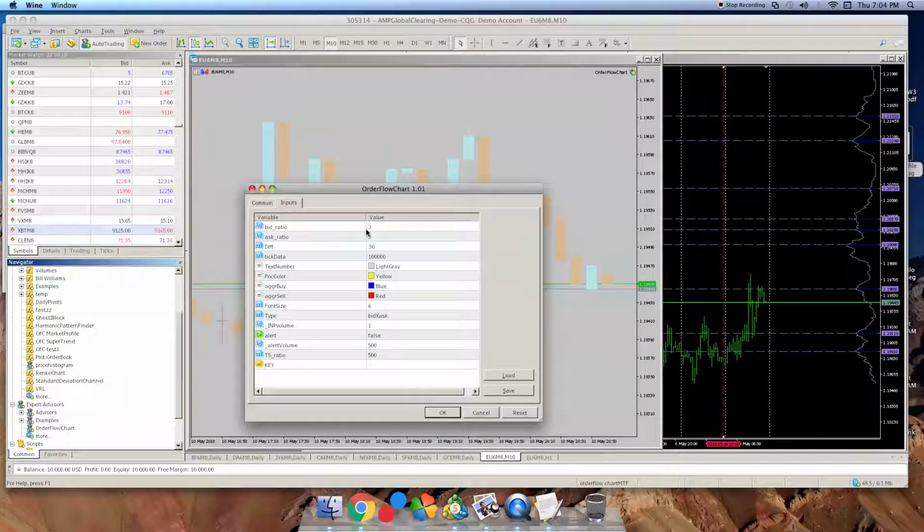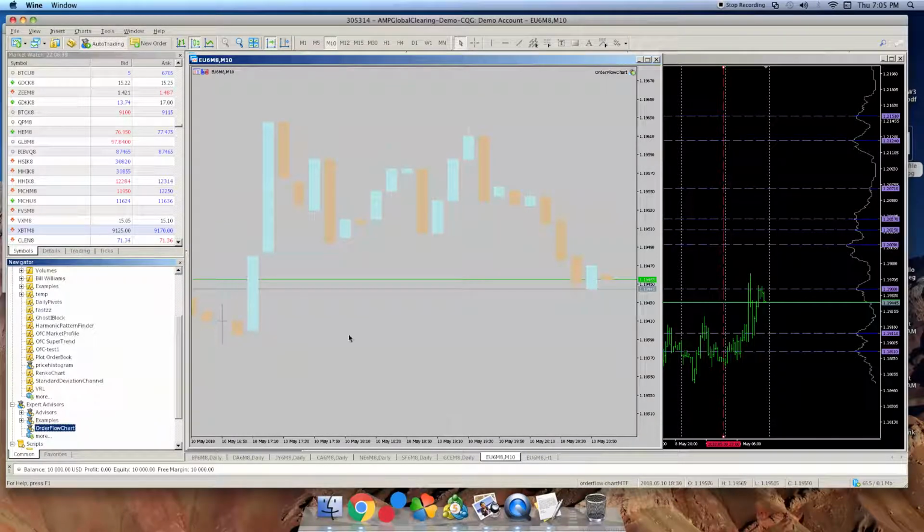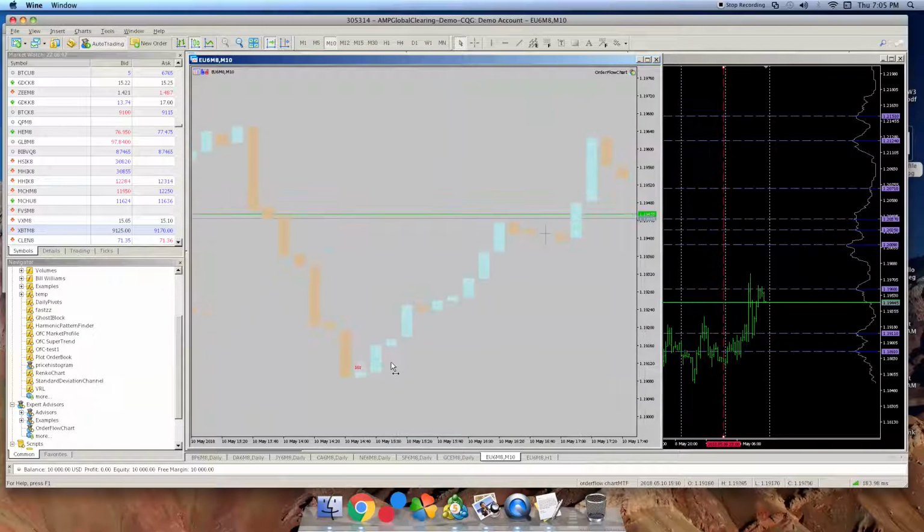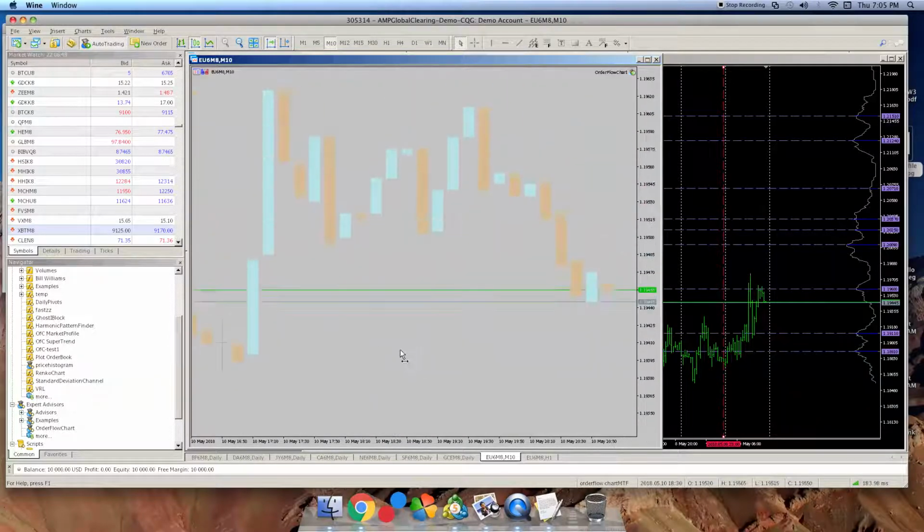Okay, so it will start to load the data feed. I will take 60,000 ticks, and the parameters, bid ratio, ask ratio, and difference, will be the same, just the default settings, and we will press OK, and it will start loading. Now we can go to our trading strategy.